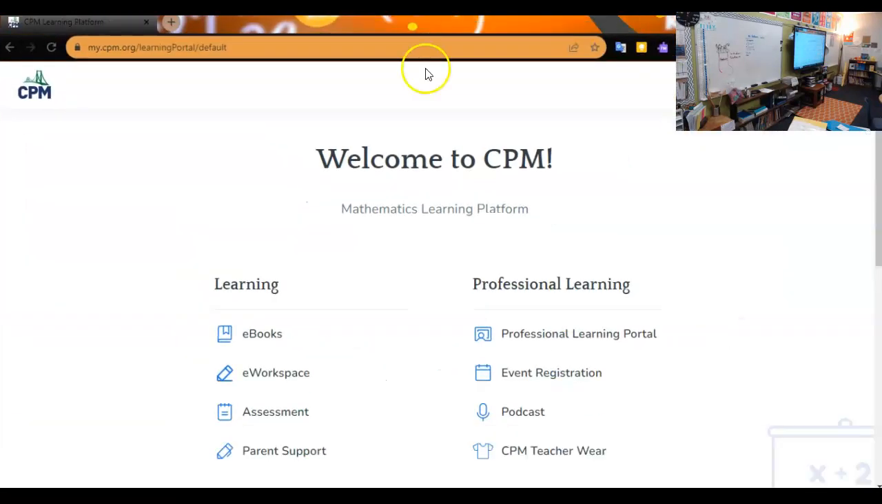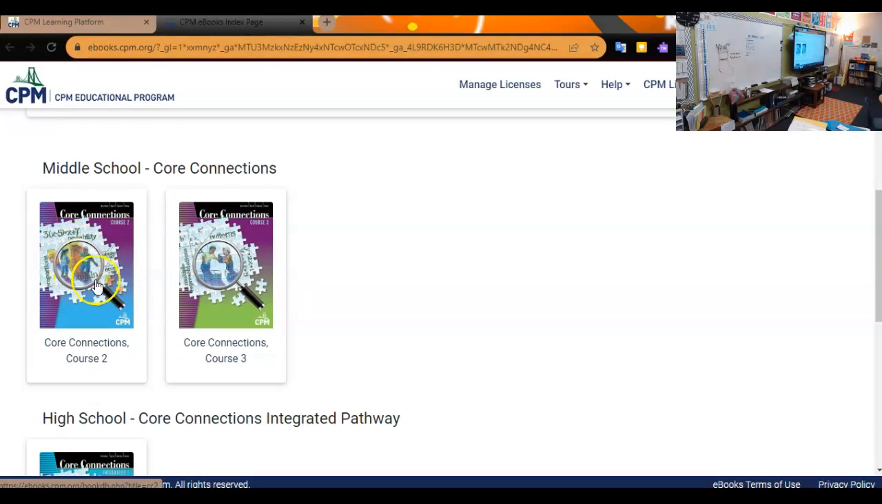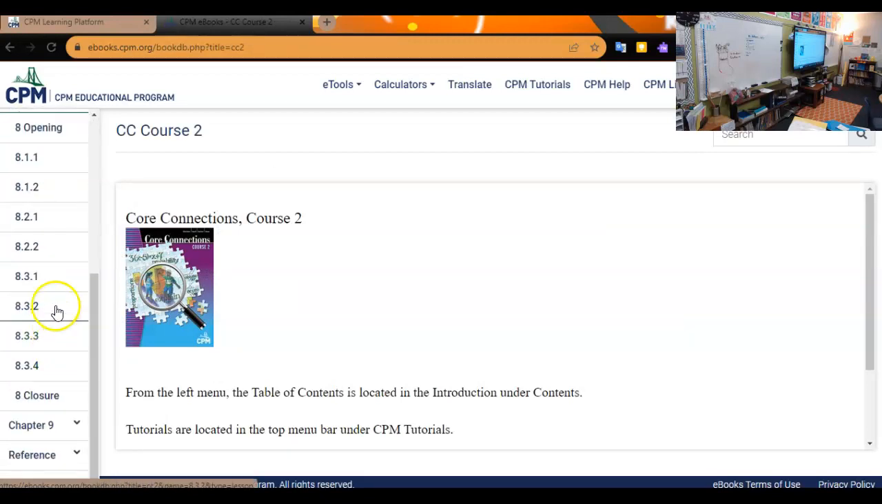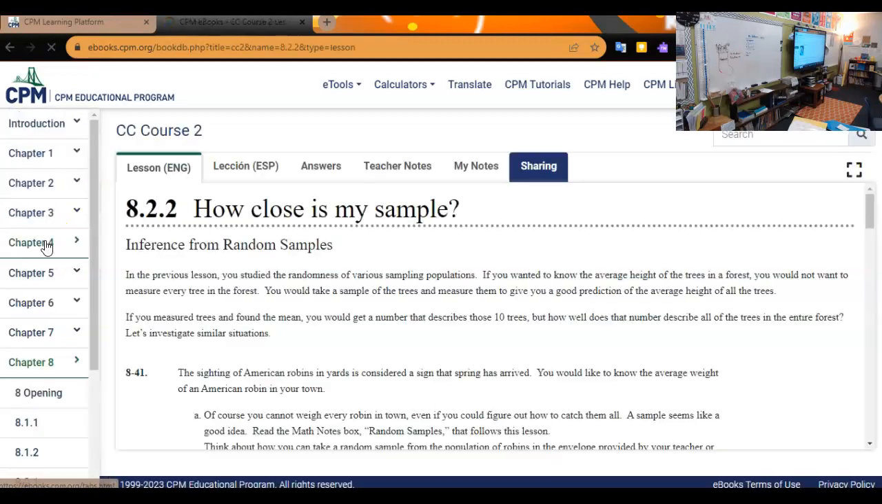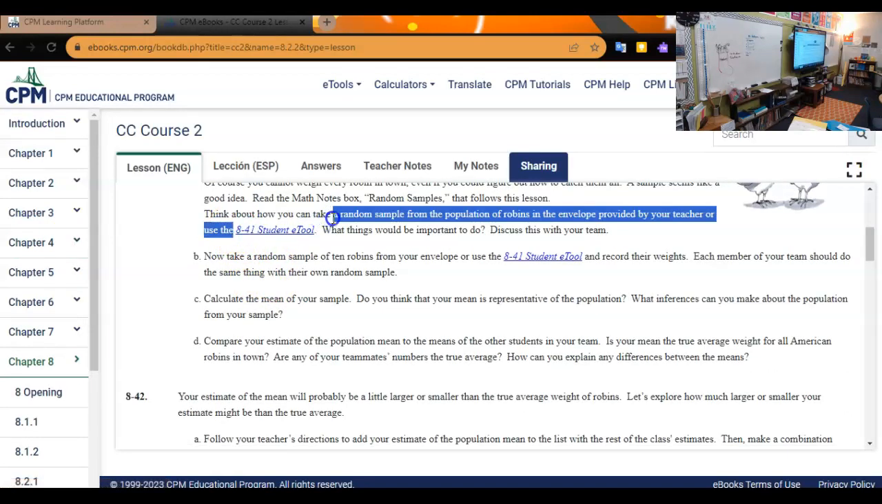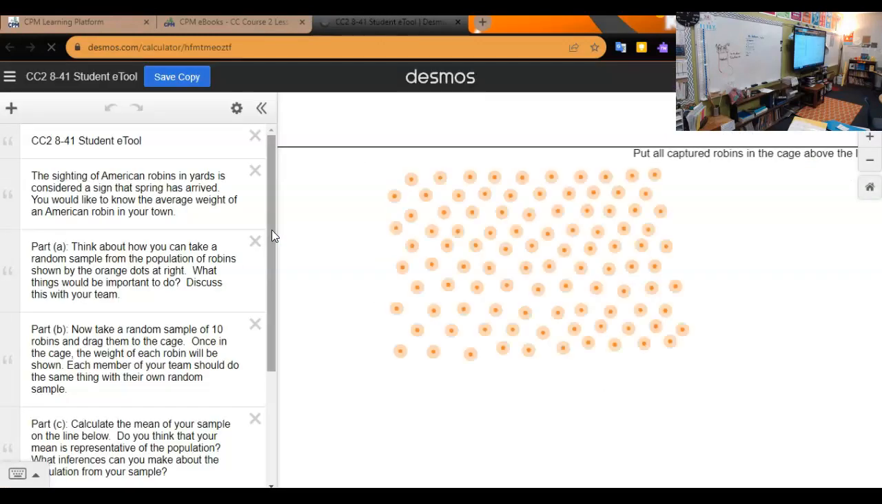So, while you're getting graph paper, reminder, once you're in the ebook, which you log in with Google, ebook, CC2, the blue one, chapter 8, 822, and where you're headed to is this student e-tool, which is then going to show you 100 robins. You are only going to collect data from 10 of them by clicking on it.